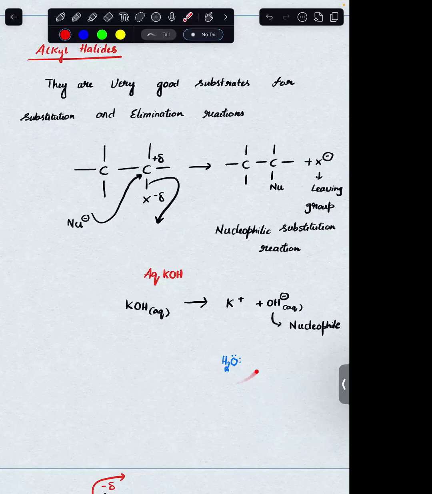The water with lone pair can also act as nucleophile. It can also go and attack on this carbon, making this X to leave. Okay, and you will be forming an alcohol. But always water is a weaker nucleophile when compared to OH minus. In order to speed up the reaction or in order to have only that reaction, you take OH minus, which is negatively charged. A stronger base is a stronger nucleophile. OH minus is a stronger base when compared to H2O. Or negatively charged nucleophiles are always stronger than neutral nucleophiles.